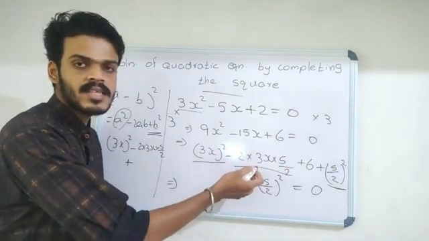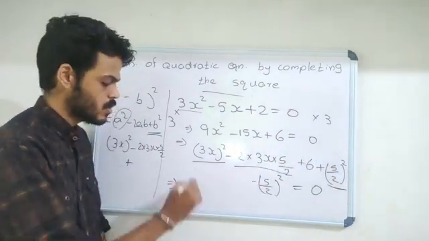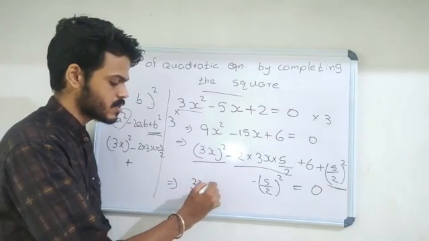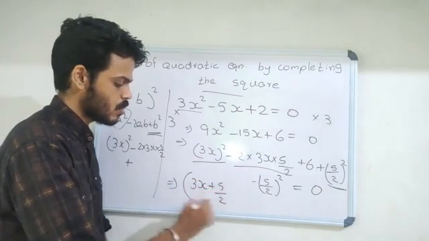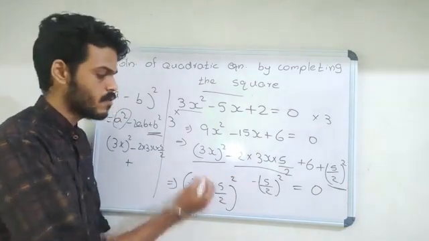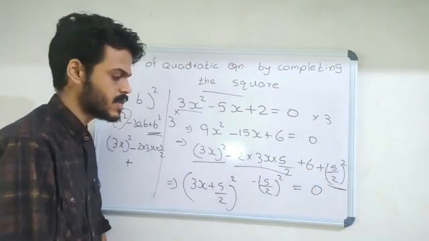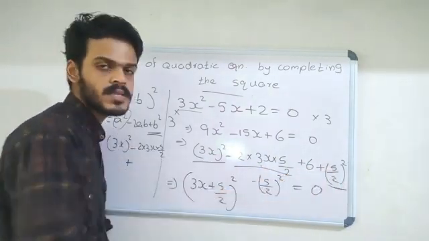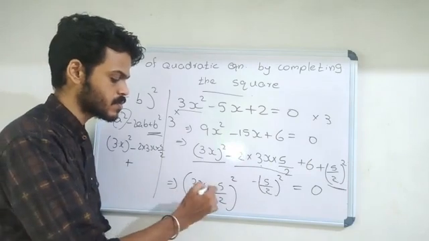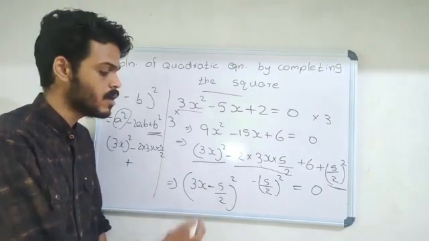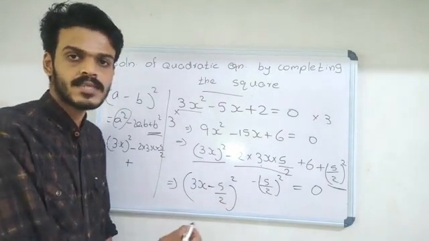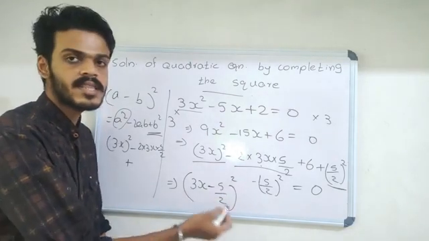a is 3x and b is 5/2. So we can write 3x plus 5/2 whole square. Okay, we are taking these 3 terms together, that is a square minus 2ab plus b square, that is a minus b whole square. Sorry, a minus b whole square, that is 3x minus 5/2 whole square. This is a, this is b.